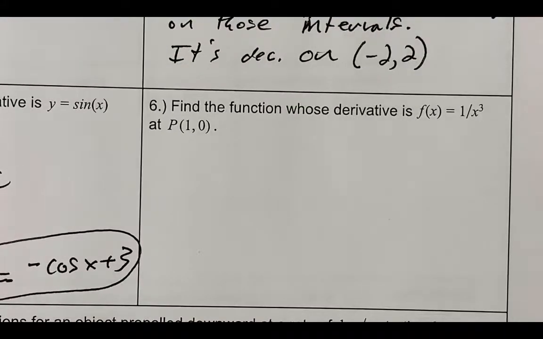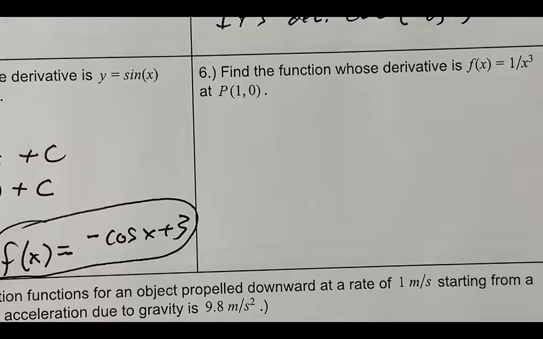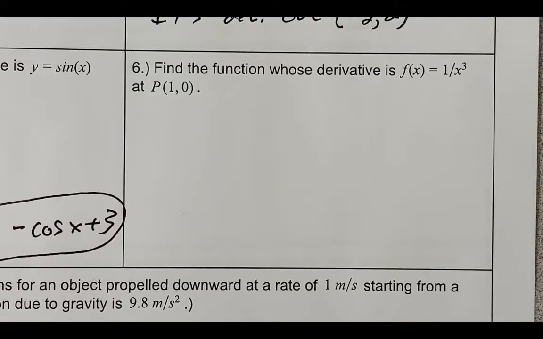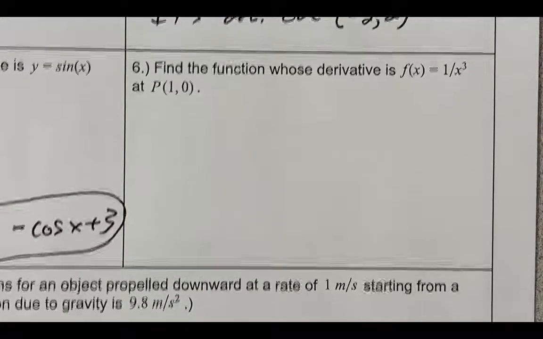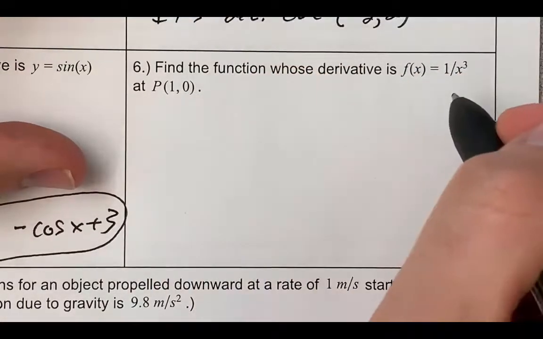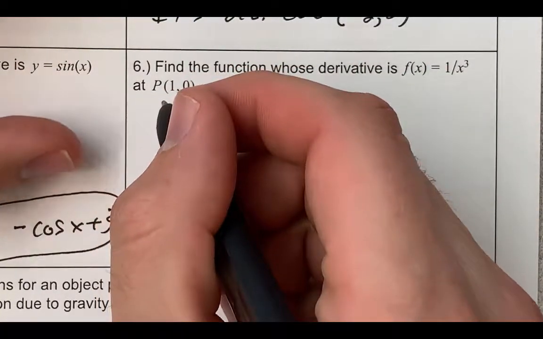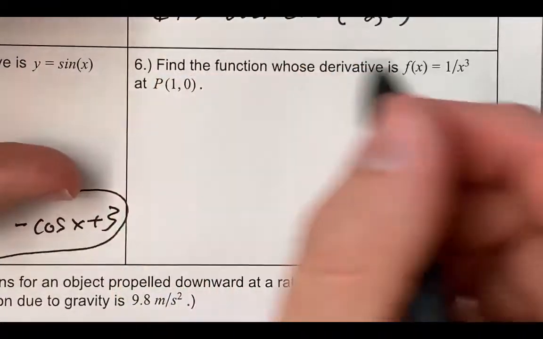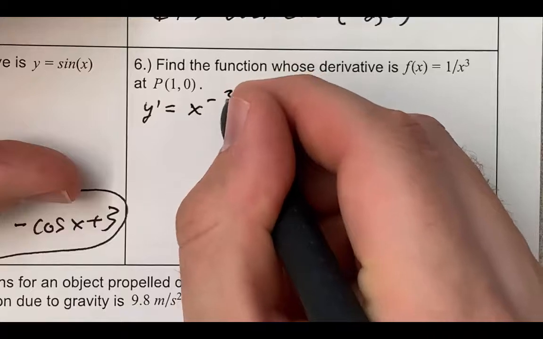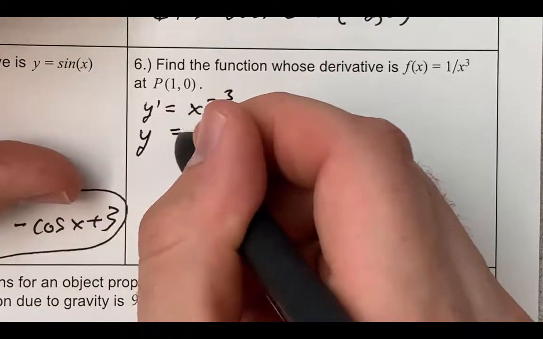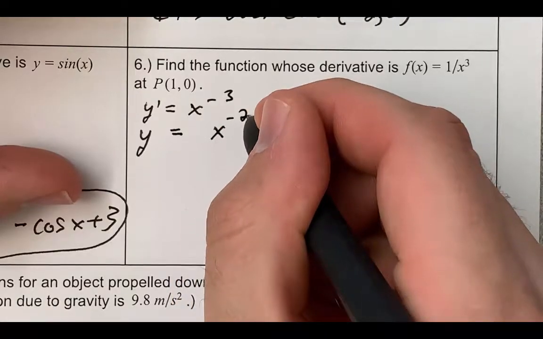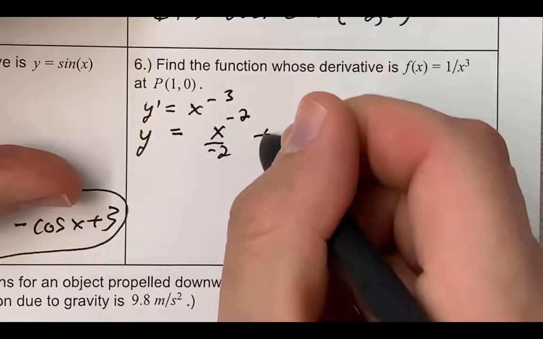Let's do another one of those. Find the function whose derivative is f of x equals 1 over x cubed at point P is 1, 0. You should try this one on your own. Pause the video, try it, and see if you get it right. This is saying that essentially f prime of x, I probably shouldn't use f here. Let's just write this, I guess, that y prime is equal to x to the negative 3. So if you want to know what y is, the original function, you're going to add 1 to the power and divide by it. So it's x to the negative 2 divided by negative 2 plus c.